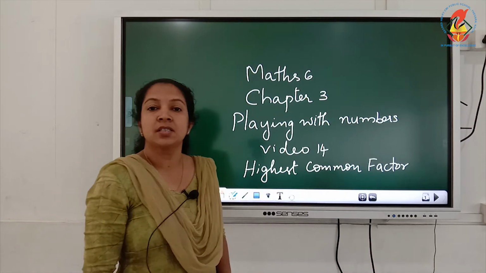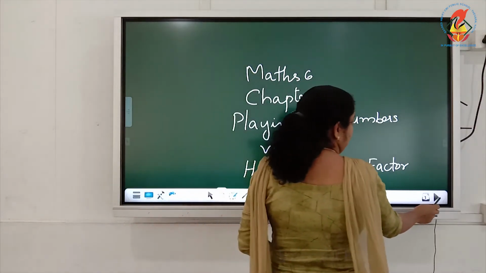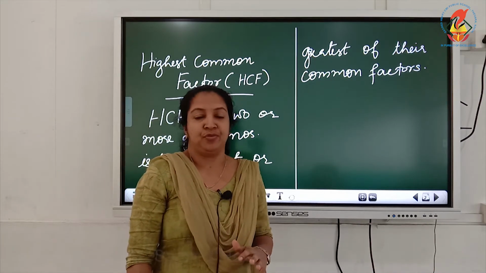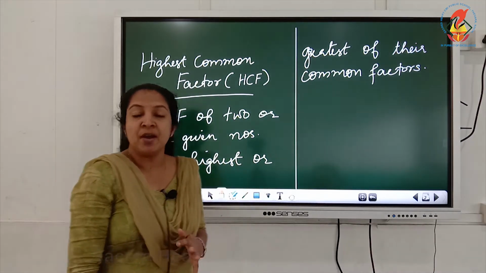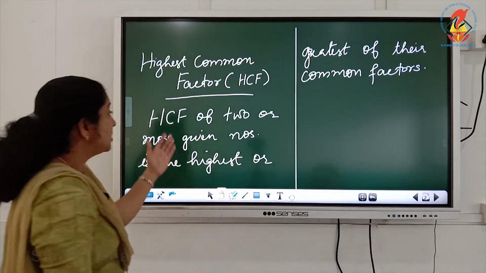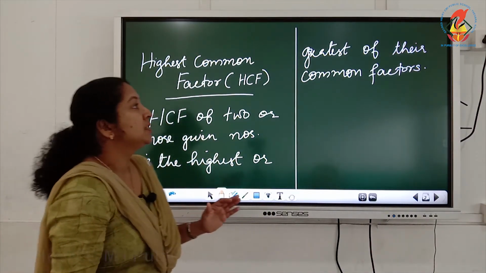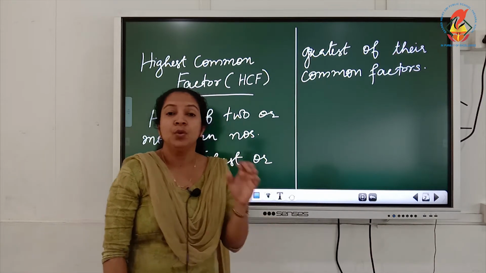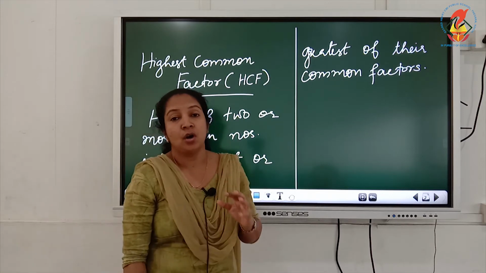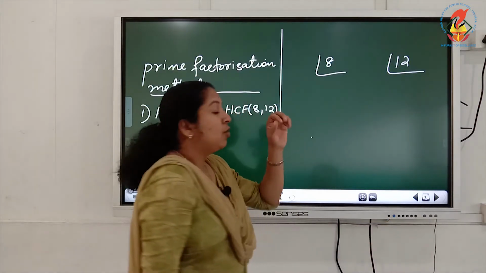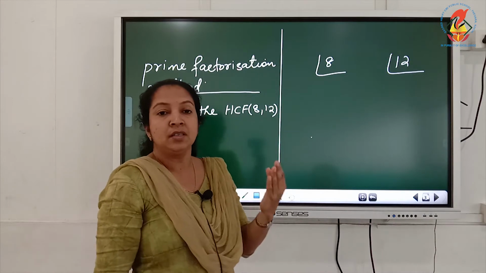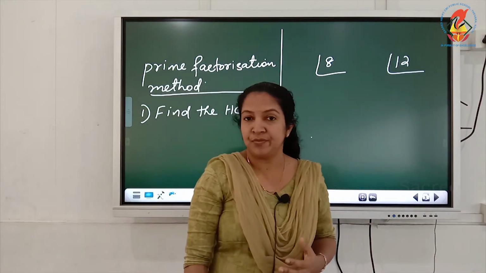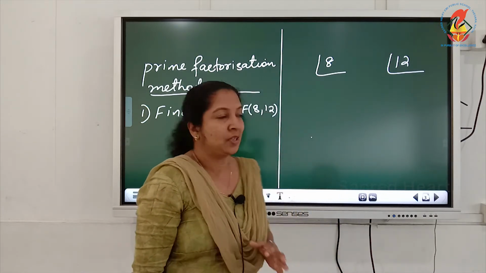Next is highest common factor. Highest common factor we can write as HCF. It is the highest among the common factors. HCF of two or more given numbers is the highest or greatest of their common factors. You have to identify the greatest of their common factors. You have already learned a different method, taking the common factors and finding the highest one. But here what we are using is the prime factorization method.